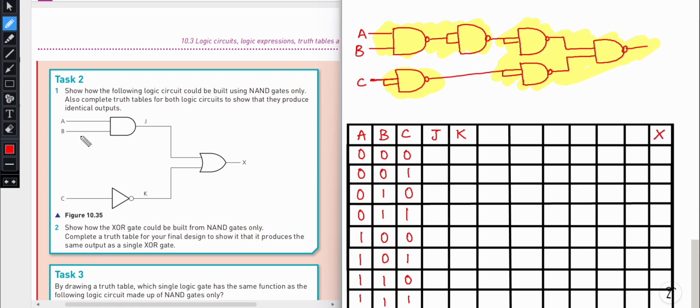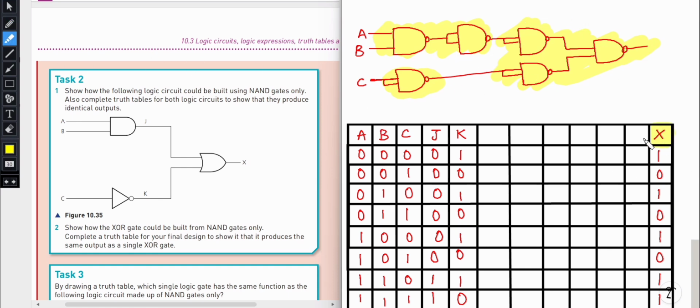For J, we have A dot B: 0, 0, 0, 0, then 0, 0, and 1. For K, we have to do C NOT: 0, 1, 0, 1, 0, 1, 0, 1, 0. For X, we have to do J plus K. So J plus K, 0 plus 1 will be 1, 0, 1, 0, 1, 0, 1, 1. So that's the final output for this logic circuit. Now we are going to implement it using the NAND gates.